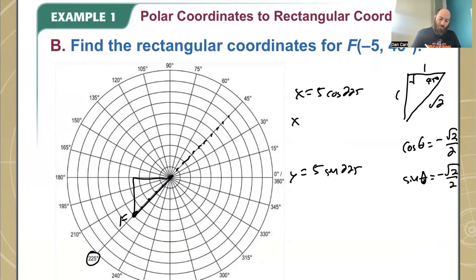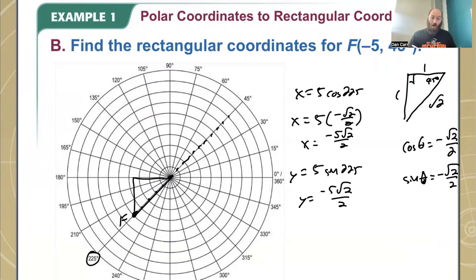So that means if I come back here for my coordinates, x is equal to 5 times a negative root 2 over 2, which just comes out to negative 5 root 2 over 2. y is going to do the same thing. y is going to come out to a negative 5 root 2 over 2. So as an x and y coordinate for my rectangular coordinates, it is negative 5 root 2 over 2, negative 5 root 2 over 2. So that is the x and y rectangular coordinate that is associated with that same polar coordinate.